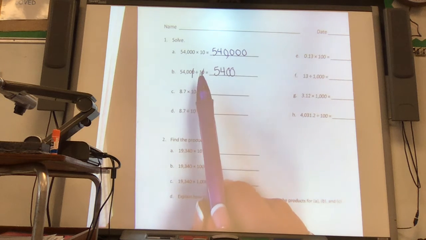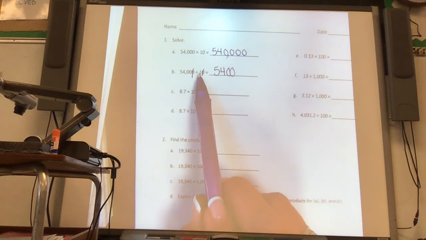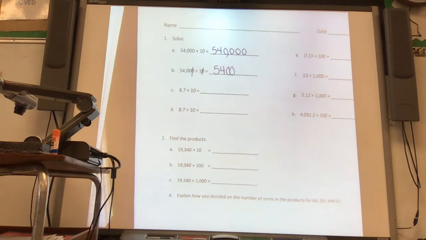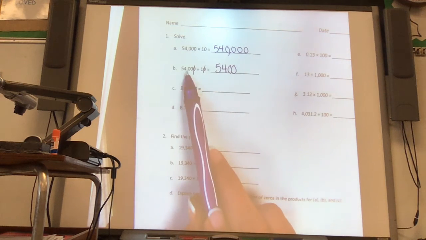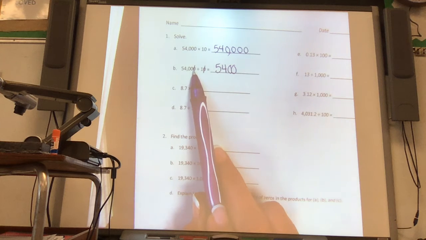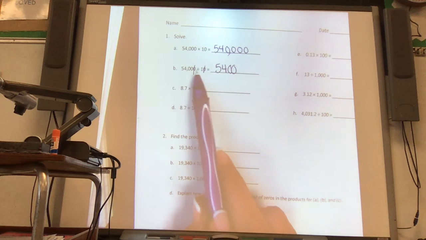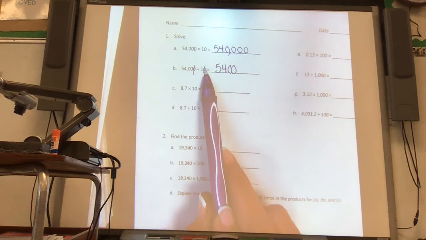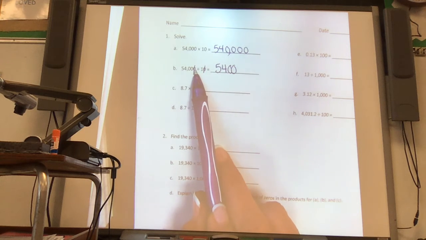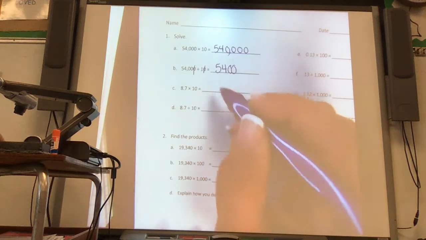Letter B, we have a division. Now, what we could do on this one, and there's a lot of exceptions on when this works. This only works for whole numbers, and it only works when the number on the left is bigger than the number on the right. So in this case, it works. I can take away, and this is another shortcut. It just doesn't work all the time. I can take away 1 zero here and take away 1 zero here, and I'm left with 5,400.